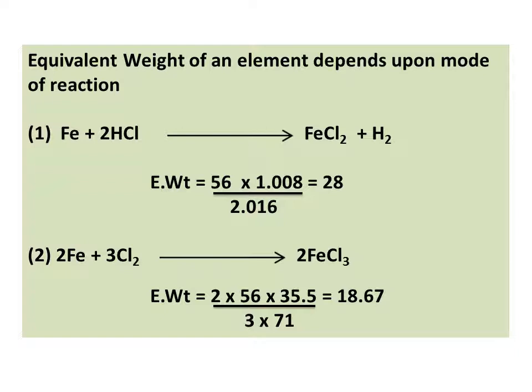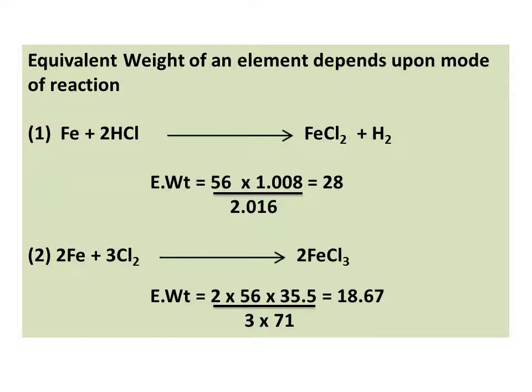Because it is 2 atoms of iron, so 2 into 56, the weight of iron, and how much chlorine it has combined? So 3 molecules of chlorine, so 3 into 71. Molecular weight of chlorine is 71, and equivalent weight of chlorine is 35.5, so we have to multiply with that. So 2 into 56 into 35.5 divided by 3 into 71, and that is equal to 18.67.